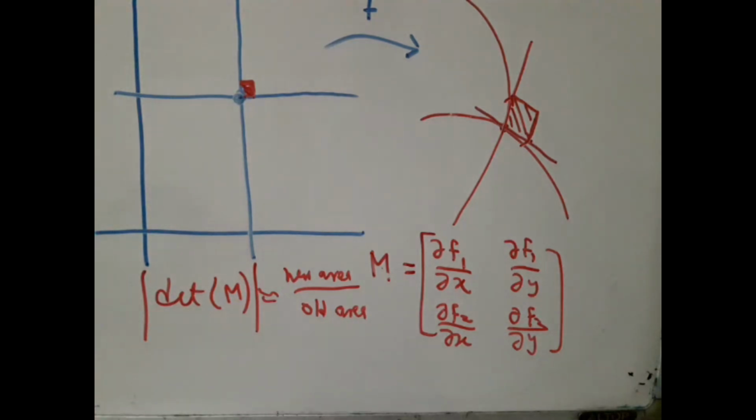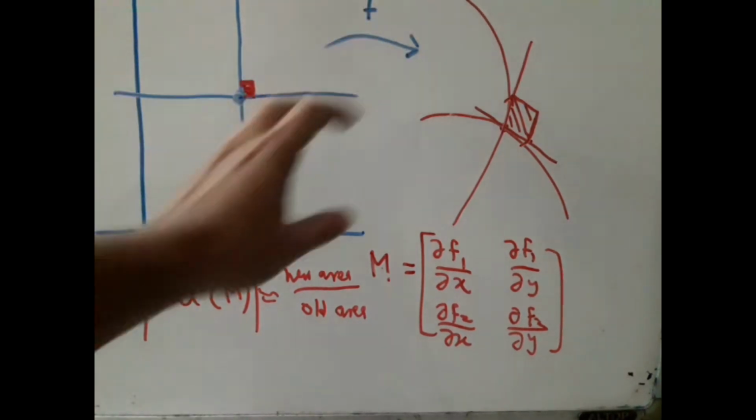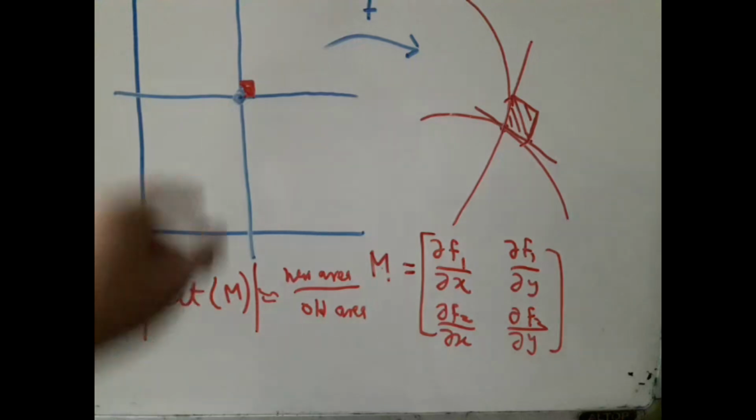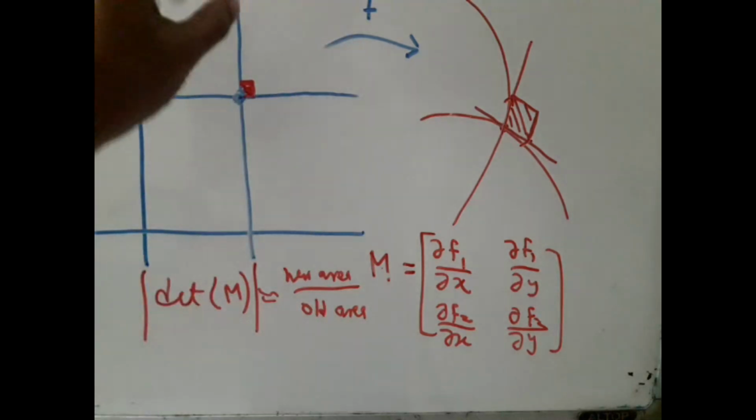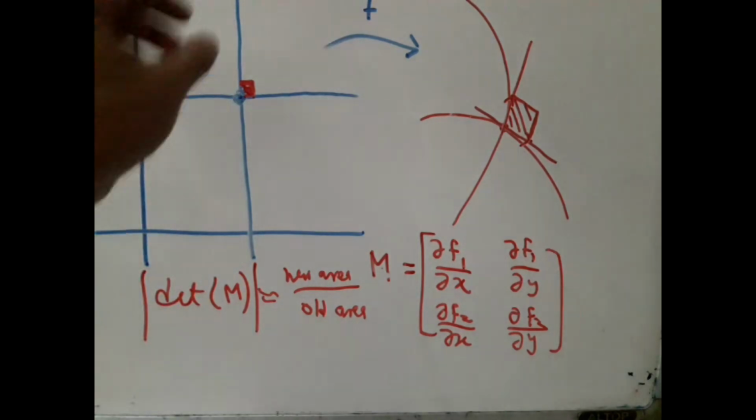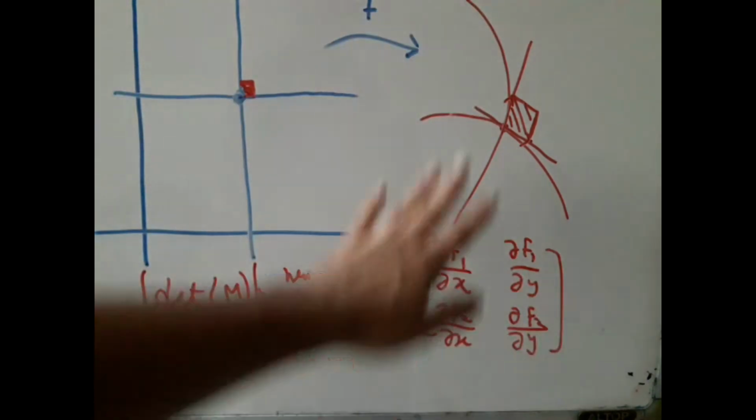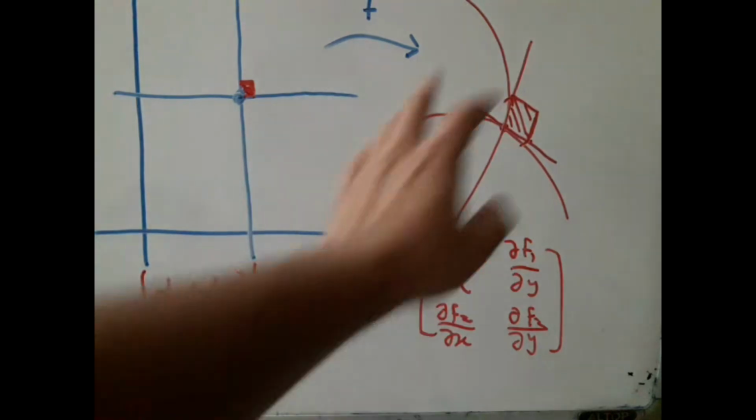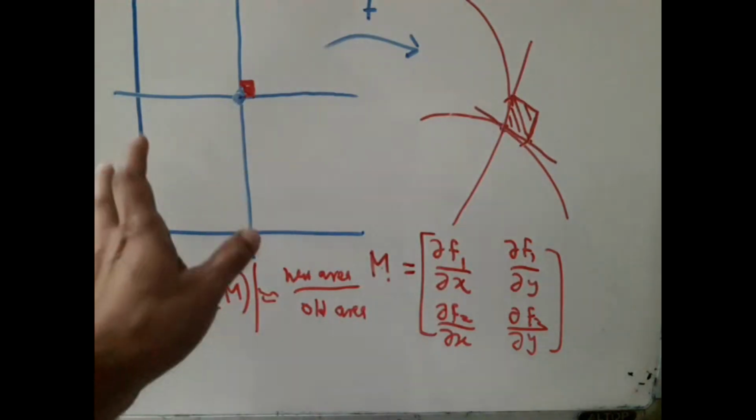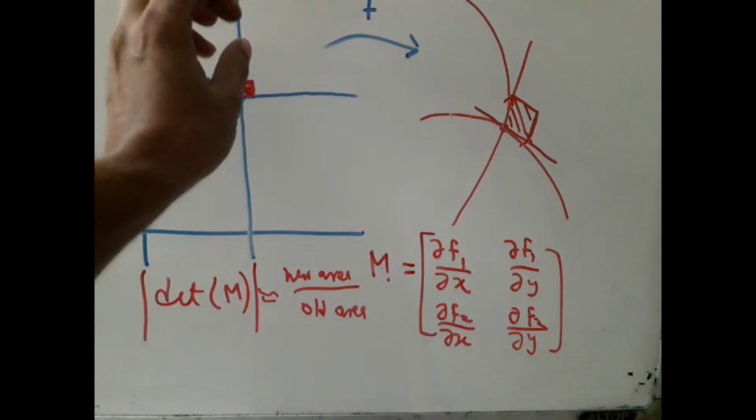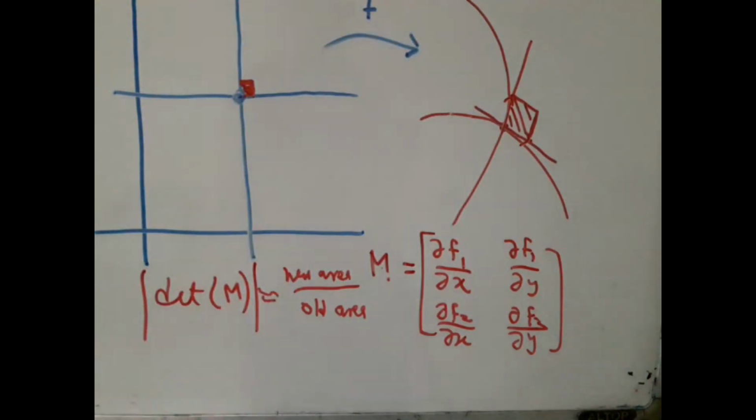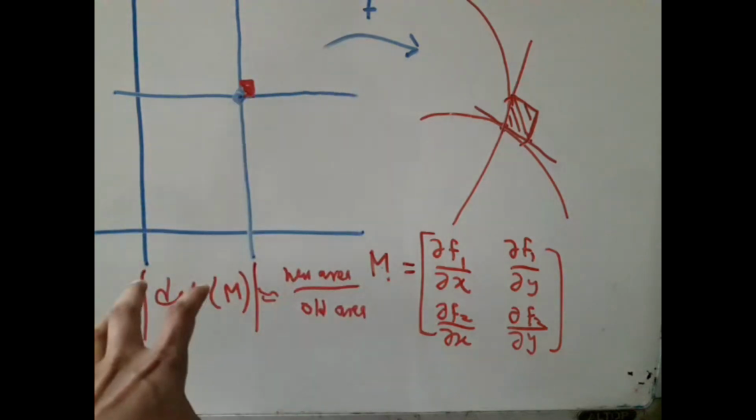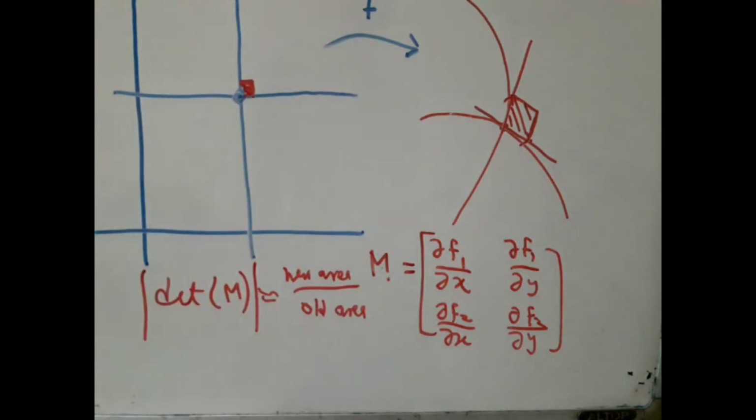So the Jacobian gives you the way a multivariate function will squish the grid locally at a point. The Jacobian matrix gives you the shape and orientation, and the Jacobian determinant gives you the amount of area stretching or contraction. So if this is more than 1, things are being stretched out. If this is less than 1, things are being contracted.